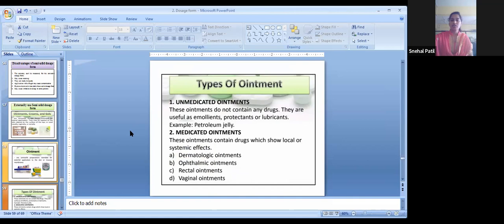So the next point of the ointment is the types of the ointment. In that, unmedicated ointment and medicated ointment. This unmedicated ointment does not contain any drugs, so it is called unmedicated. Unmedicated means not medicine. They are useful as emollients, protectants, and lubricants. Petroleum jelly does not contain any drugs and is used for nourishment, as a protectant or lubricant. What is the lubricant?